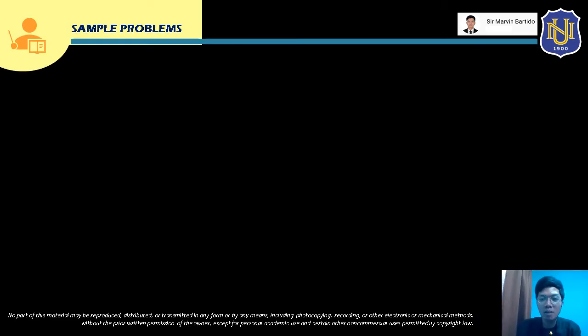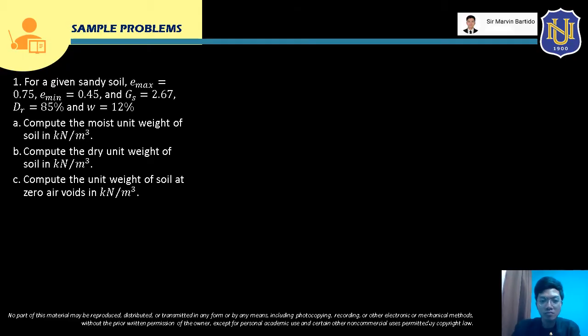Okay, so let's solve sample problem number 1. For a given sandy soil, e sub max equal to 0.75, e sub min is equal to 0.45, and G sub S equal to 2.67. D sub R is equal to 85%, and w is equal to 12%. So from this given, now we have to compute the moist unit weight of the soil in kilonewton per meter cube, compute the dry unit weight of the soil in kilonewton per meter cube, and compute the unit weight of soil at 0 air voids in kilonewton per meter cube.